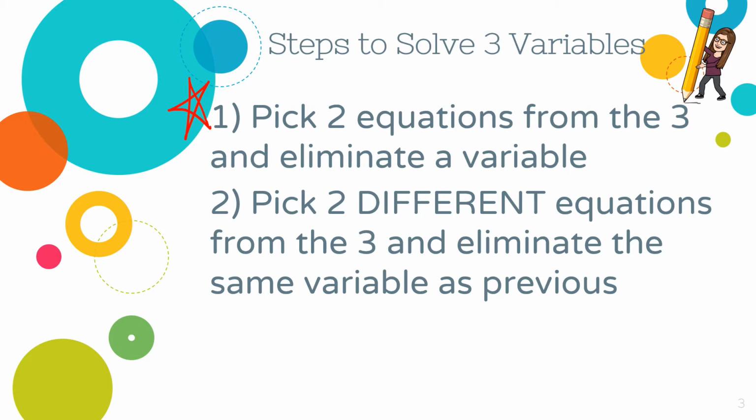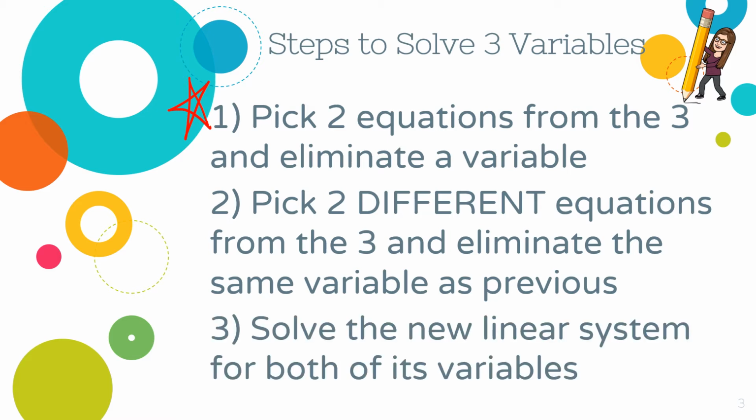Step 2, you're going to pick 2 different pairs of equations from the 3, and you're going to eliminate the same variable as the previous. All right, so if I eliminate y the first time, then I have to eliminate y the second time. Step 3, solve the new linear system. So when you do that, you're going to create 2 variable equations. So now going back to what we know from Algebra 1, we're going to solve that system. Now there's a couple more steps, so pause the video here if you need to.